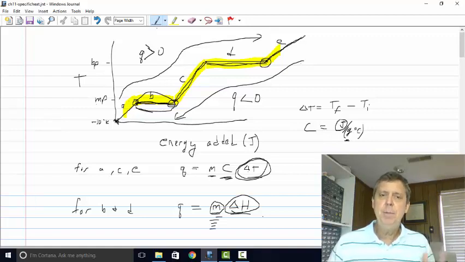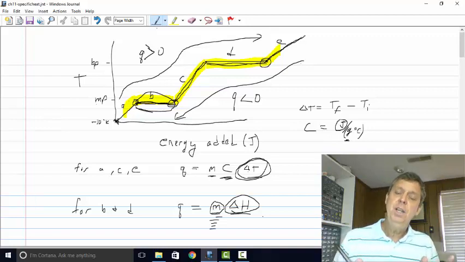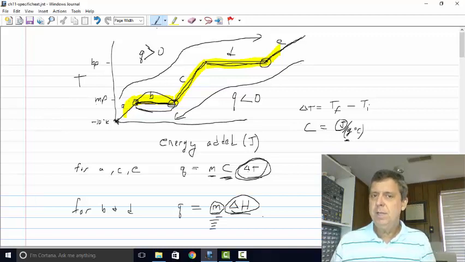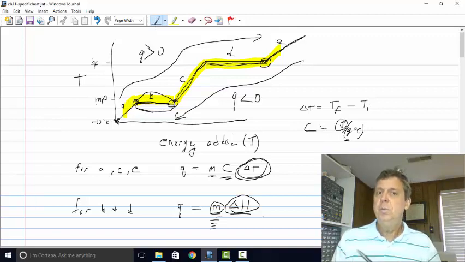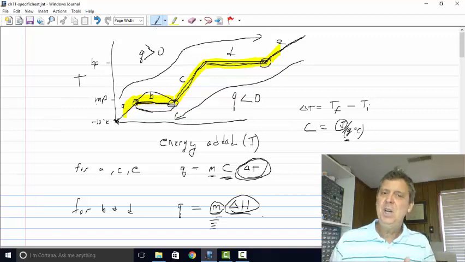Some texts have you memorize lots of steps. If you use enthalpy of fusion going from left to right, it's a positive sign. If we go from right to left, it's a negative sign. But then if you have enthalpy of freezing going from left to right, you have to put a negative sign in front of it. And so it can be really tricky.